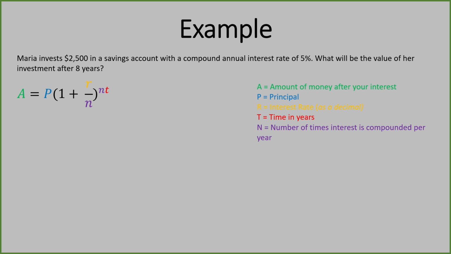We know that we're being asked to find the amount of money that Maria will have after 8 years. So that's A, the amount of money she'll have after interest. Well, we don't know that yet, and we can't fill it in. However, when we read our question, we can see that the initial amount of money Maria is investing is $2,500. So that will be our principal amount.